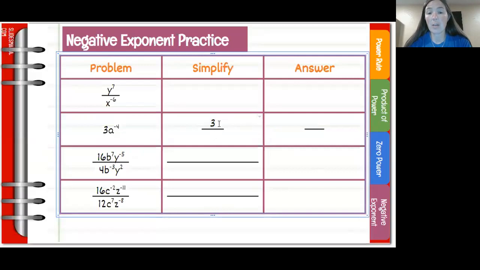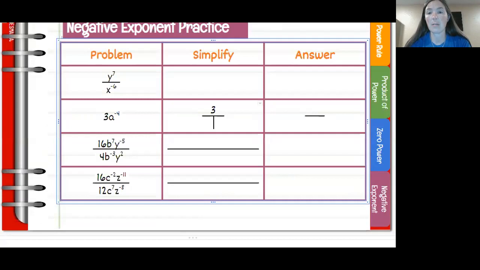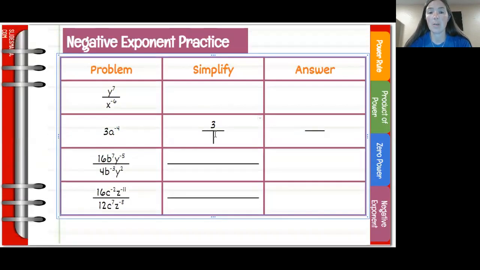So I leave the 3 on the top. Golly. And then I would move the base to the bottom. So this would be a, and then I change the exponent to a positive. So then this would be a to the 4th. Now that would be the simplified version. And of course, this would also be the same because we can't really do anything with that. We can't divide 3 by anything or things like that. So the simplify and the answer would be the same.